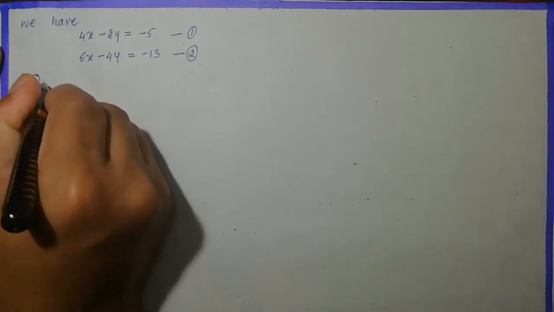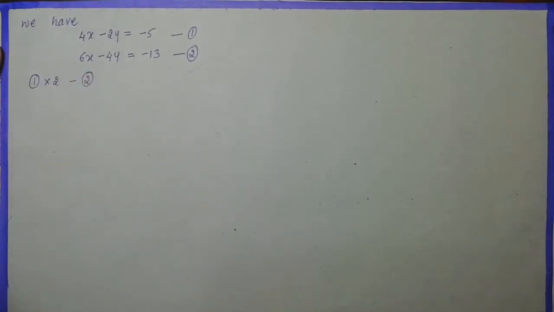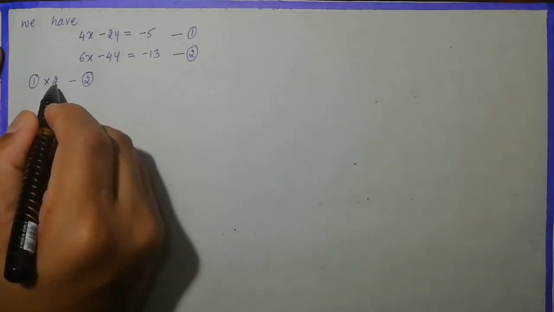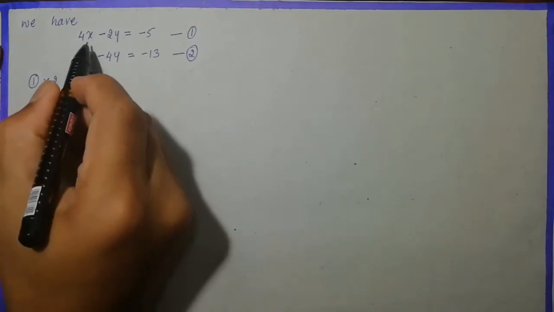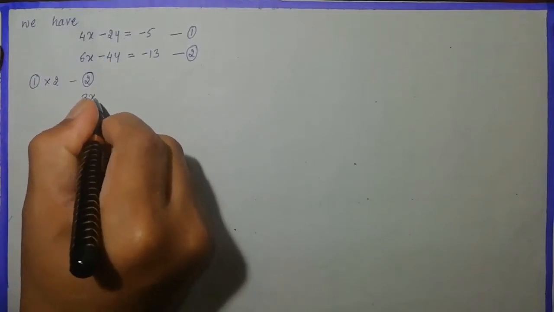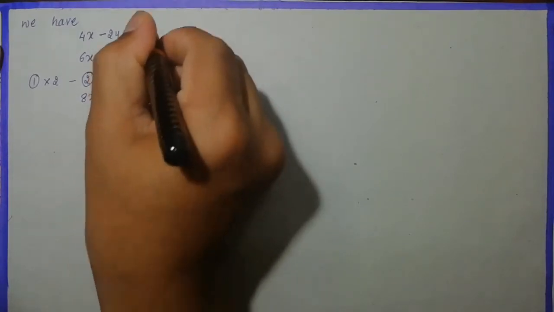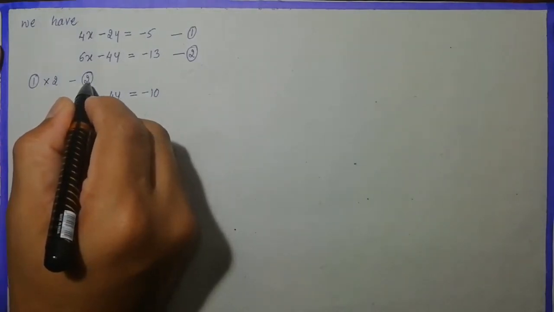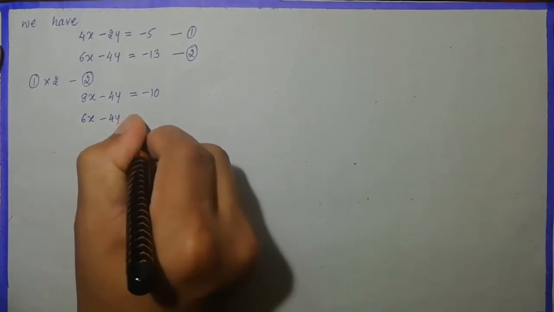Look here, I'm going to do equation number 1 multiplied by 2, minus equation number 2. I'm not going to multiply equation 2 by any number. Now what will happen? Multiply equation 1 by 2, all three terms. 2 fours are 8x, 2 into minus 2 is minus 4y, and 2 into minus 5 is minus 10. The second equation you write as it is, 6x minus 4y is equal to minus 30.